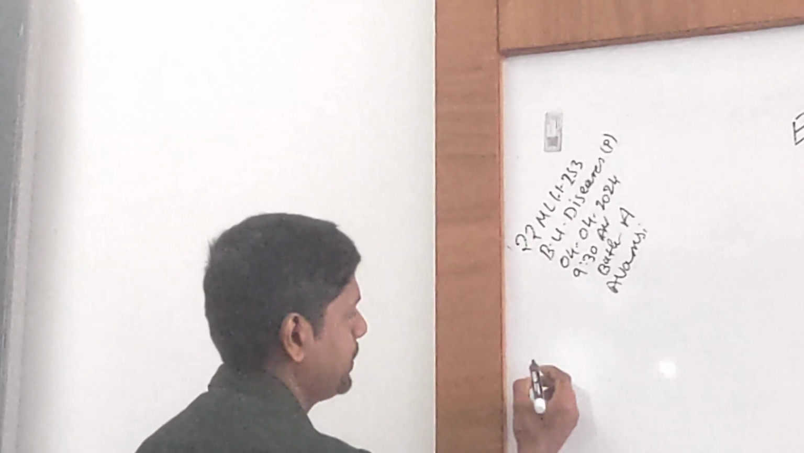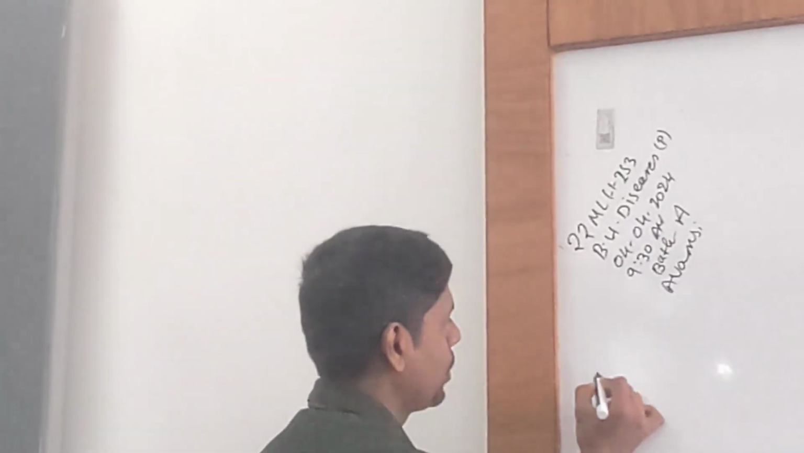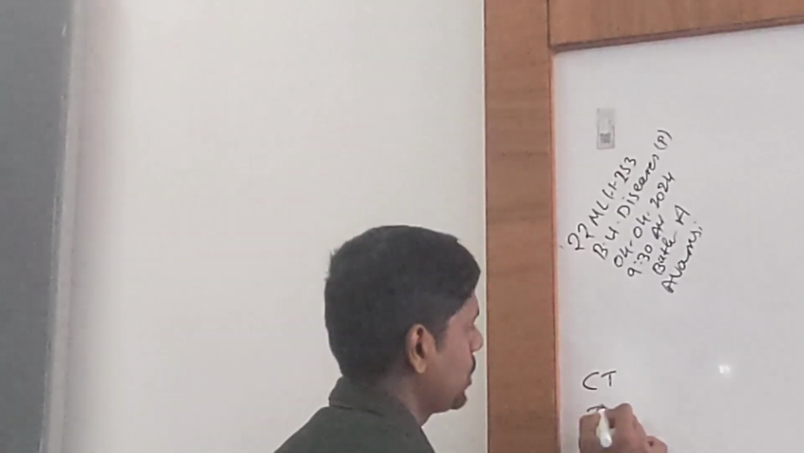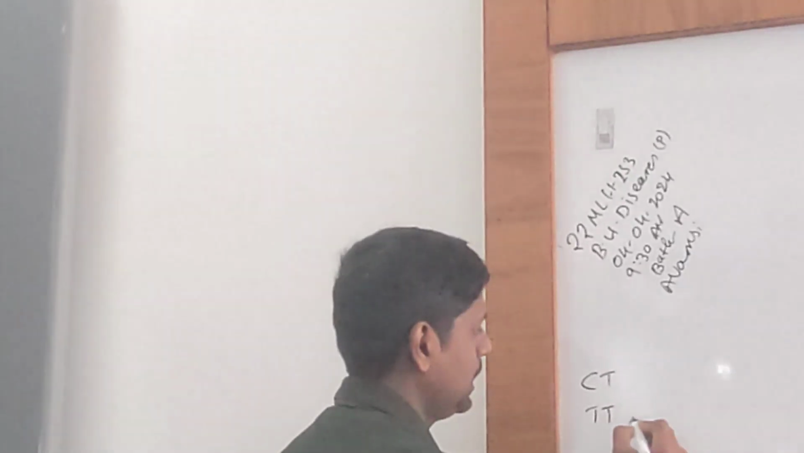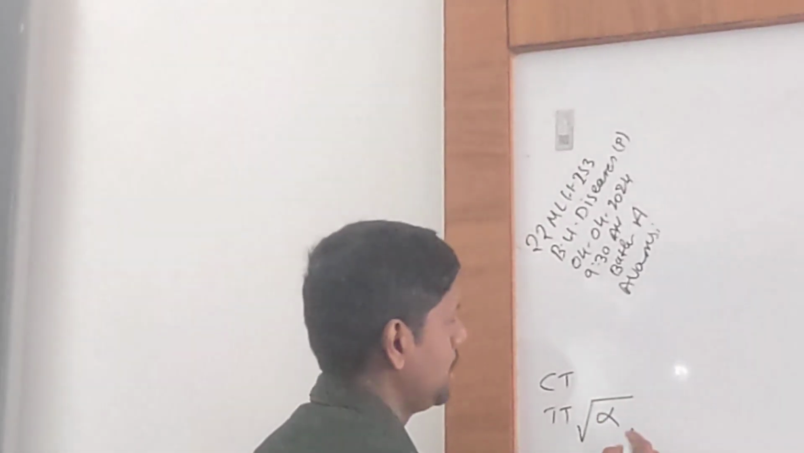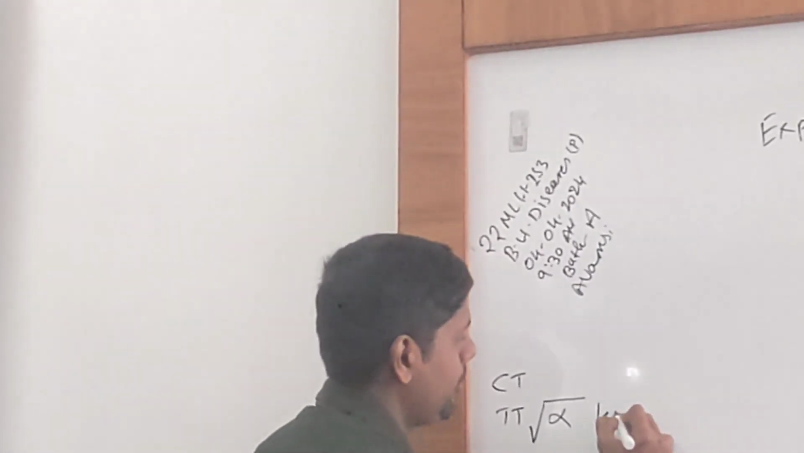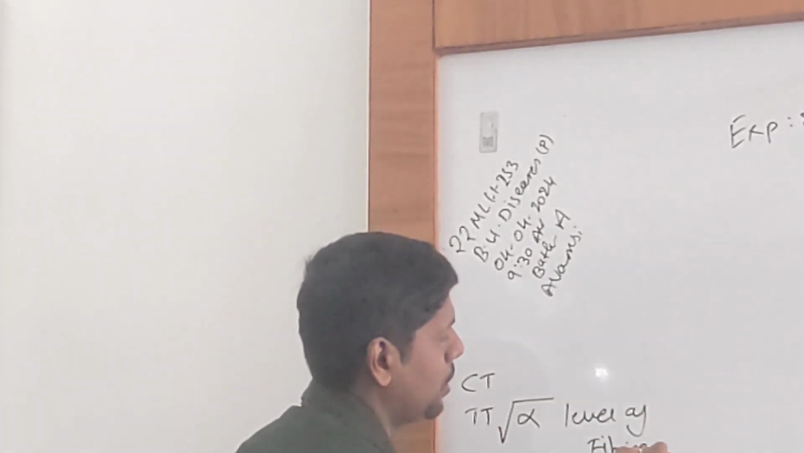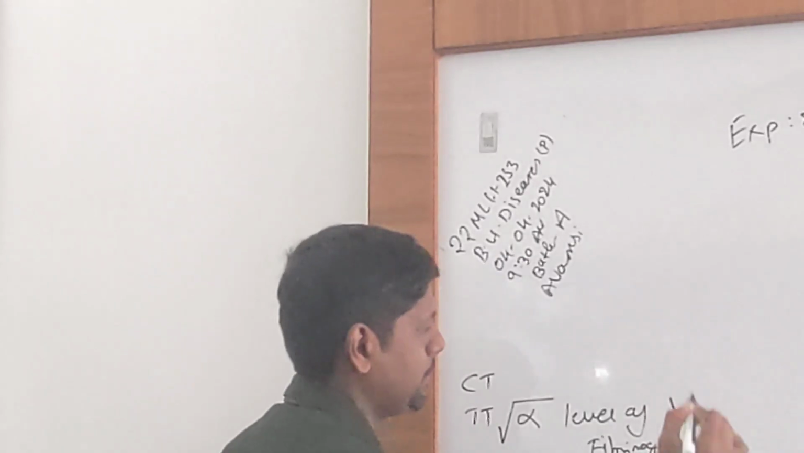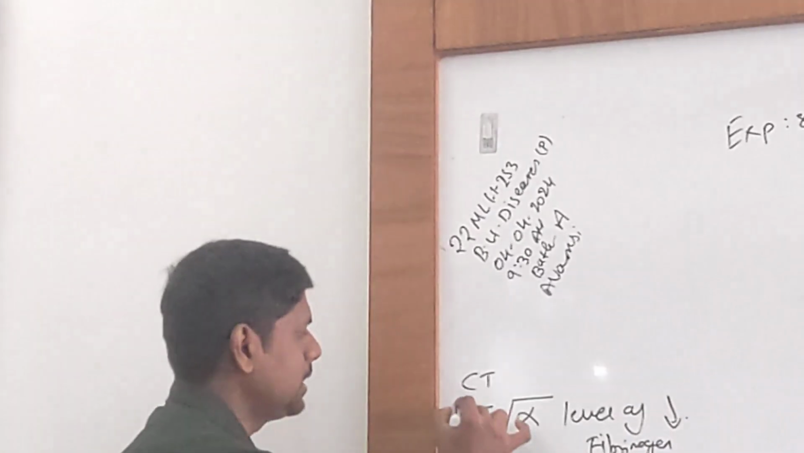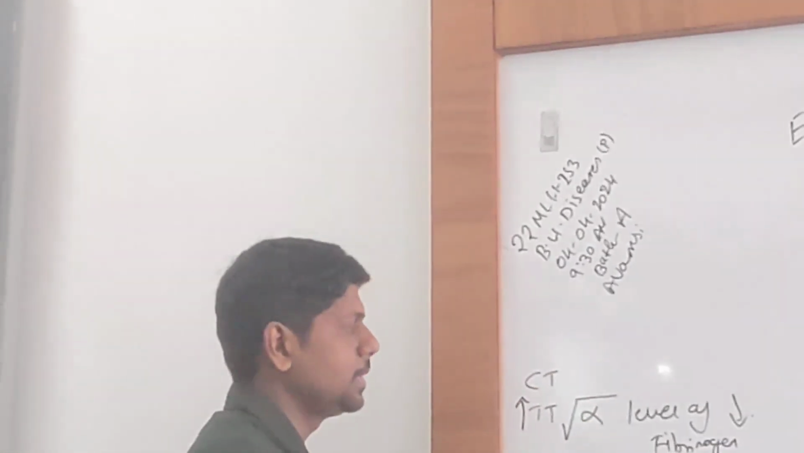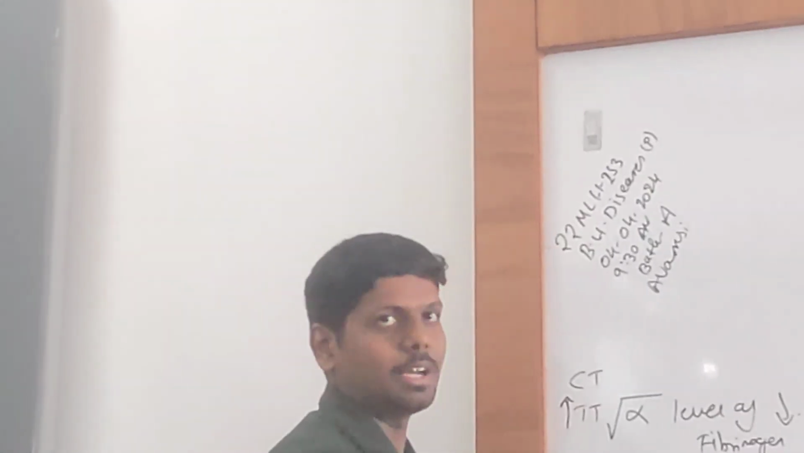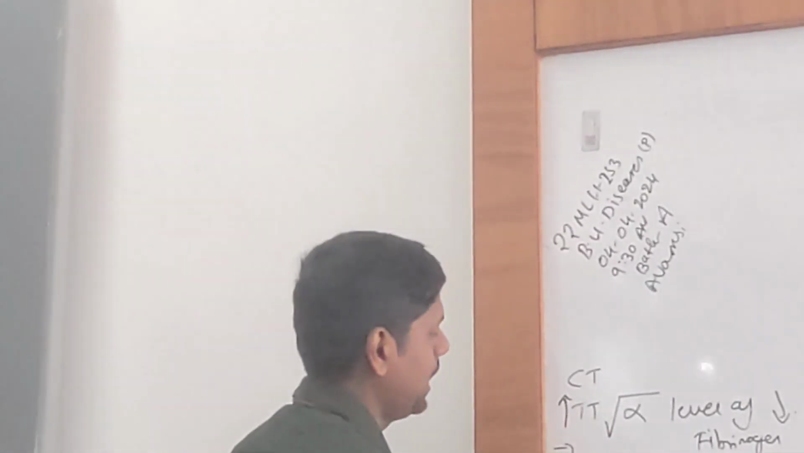Let me write here some principles. Clotting time, that is thrombin time, is inversely proportional to the levels of fibrinogen. This is the statement. The higher the thrombin time, the lesser the fibrinogen levels. So this is one principle.